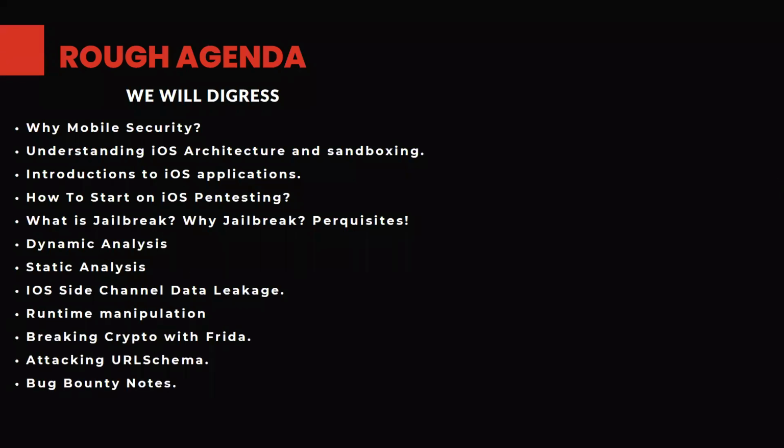The rough agenda of today's session: we will discuss why mobile security is important and why I chose mobile security. Also, understanding of iOS architecture and sandboxing, what that is and how it works, and an introduction to iOS applications. How to start iOS pen testing. Also, what is jailbreak, and is jailbreak a prerequisite. We'll also talk about dynamic analysis, static analysis, and a few examples of that, and also runtime manipulation, side channel data leakage attacks, and breaking crypto with Frida. Also, attacking URL schemes and a few bounty notes for you.